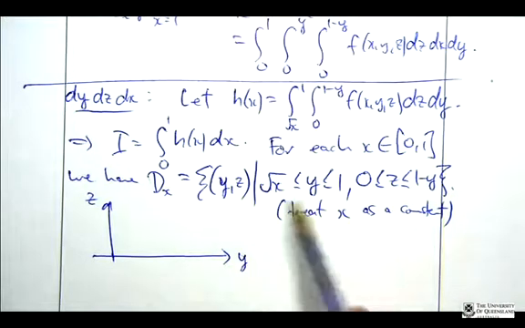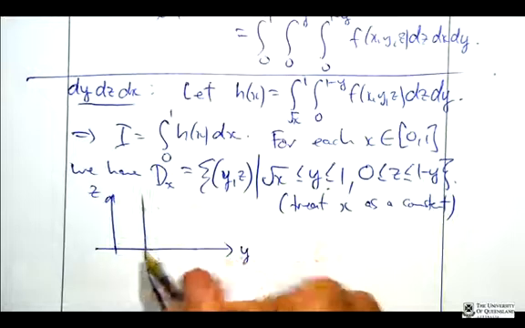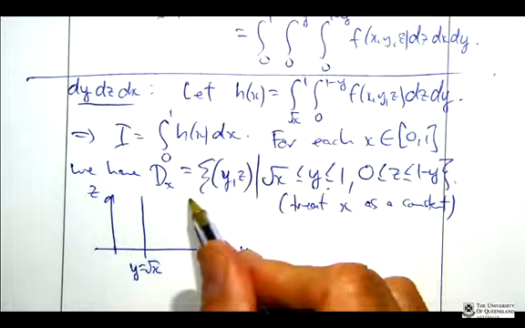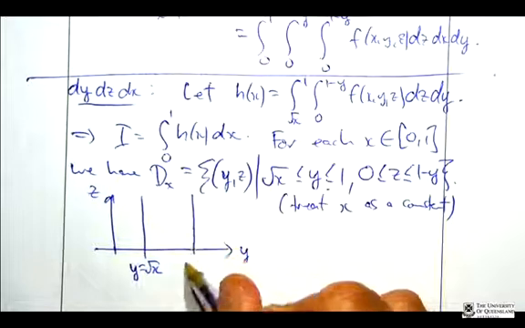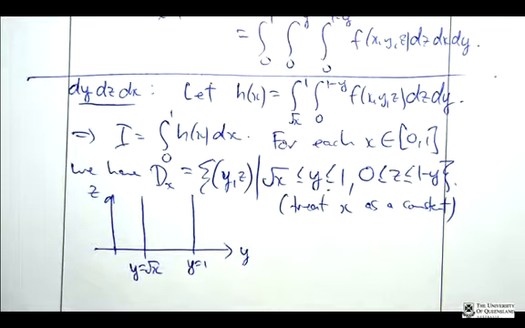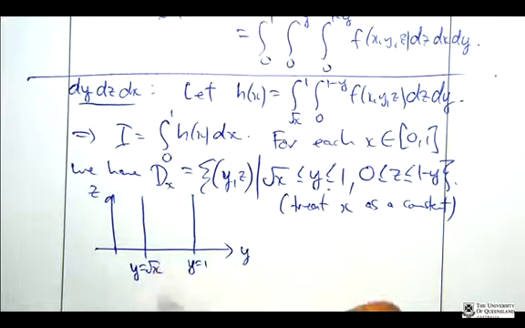Okay, so let's have a look. What are the bounds for y? We've got y equals root x, so I'll make that this line here, and y equals 1 I'll put here. Remember, I'm treating x as a constant, so you give me a value of x between 0 and 1, say x equals 1/2, and that's the diagram I'm drawing in this case.